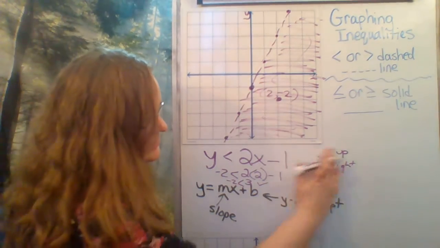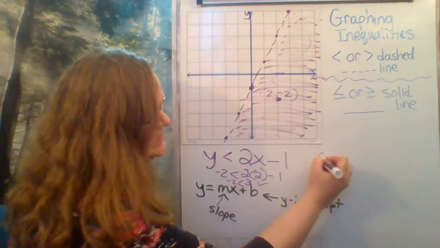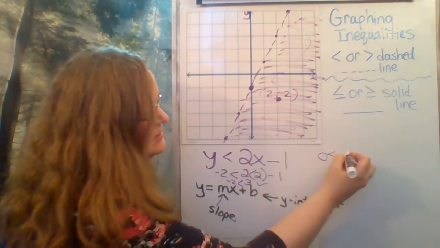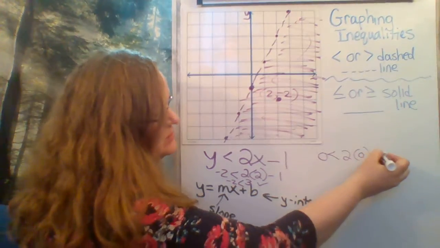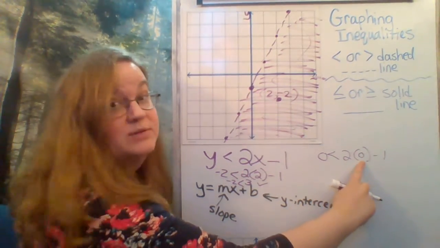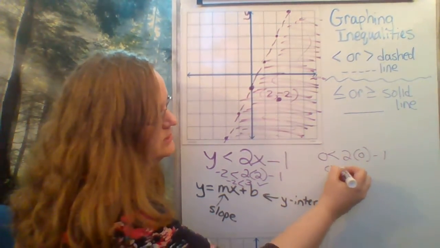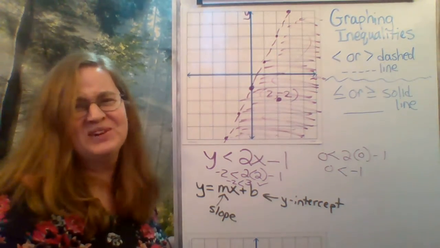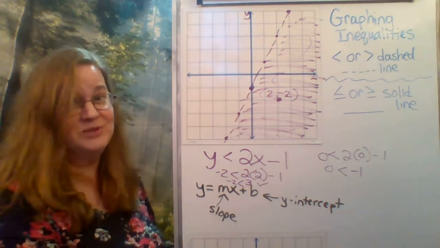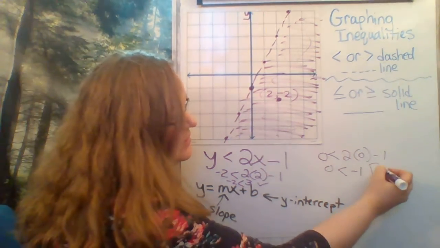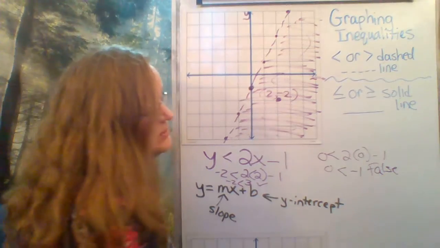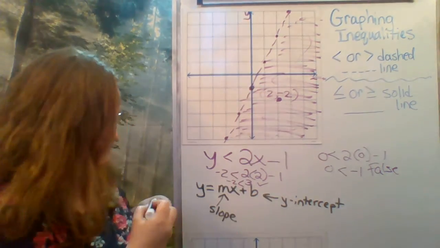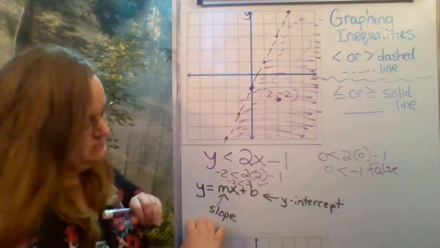So if I put in 0, 0, it shouldn't work. So I put in 0, and 2 times 0 minus 1. 2 times 0 is 0, minus 1 is minus 1, and it says that 0 is less than -1. Well, 0 is not less than -1 because all negatives are less than 0. So this is false, which means it's not part of the solution set, and that makes sense since it's not shaded in. Okay, let's take a look at another example.